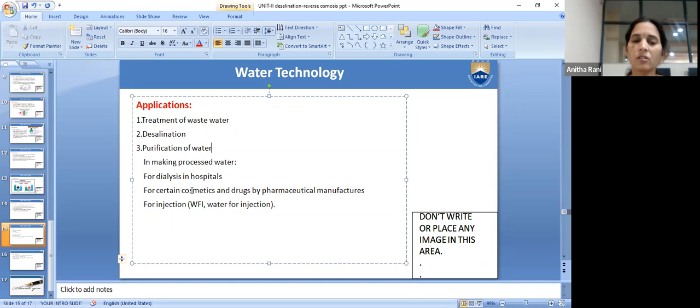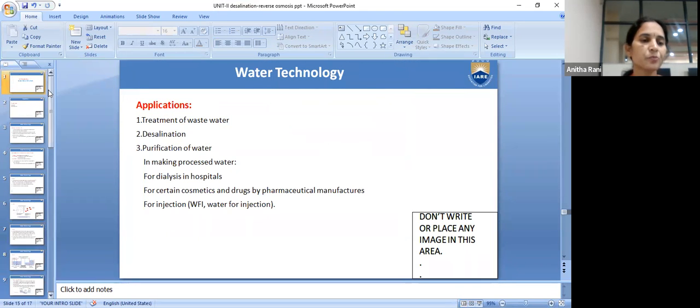In hospitals we use RO water, and for certain cosmetics and drugs by pharmaceutical manufacturers we use RO water. We also use RO water in pharmaceutical industries, and also water for injection. For injections we also need water, and that water can also be RO water. So these many applications are there, and we are using them everywhere: industries, hospitals, pharmaceutical industry, and for domestic purposes like drinking. So very good applications are there for the reverse osmosis process.